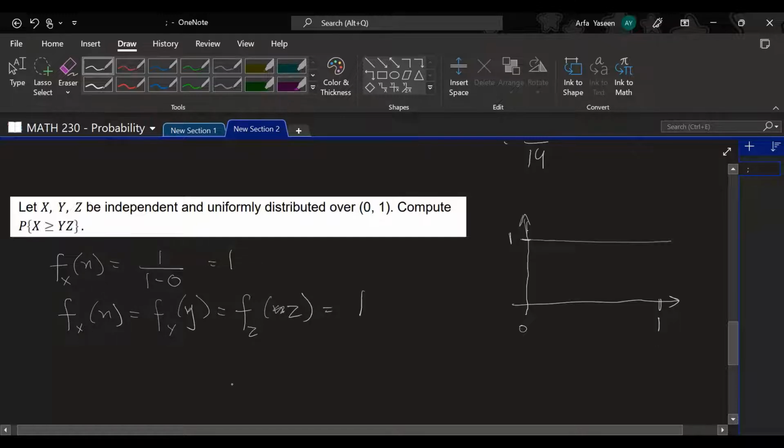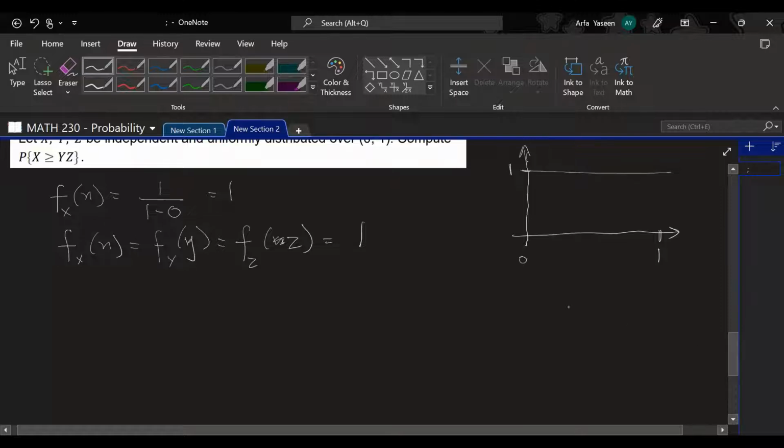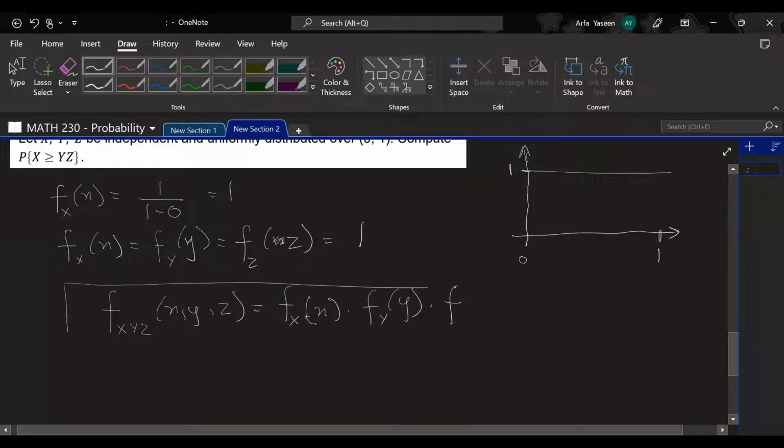All of these are equal to 1. Now we know that the joint PDF of x, y, z would be equal to the product of the three marginal PDFs. Why do we know this? Because again, the three random variables are independent. So we can write this down.